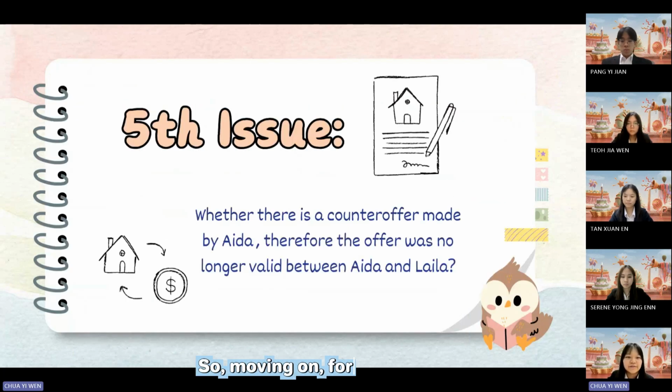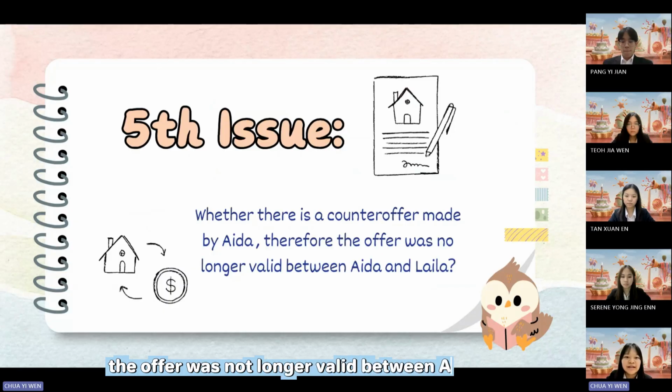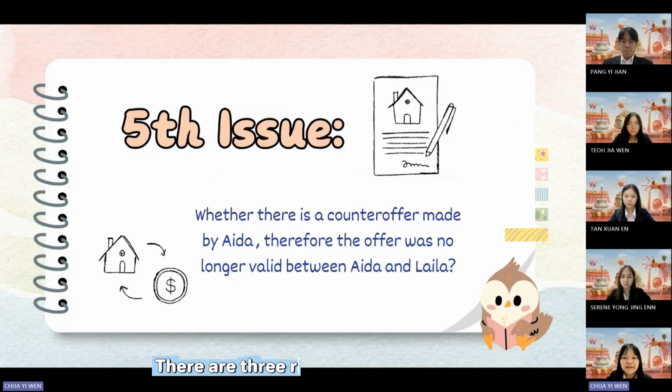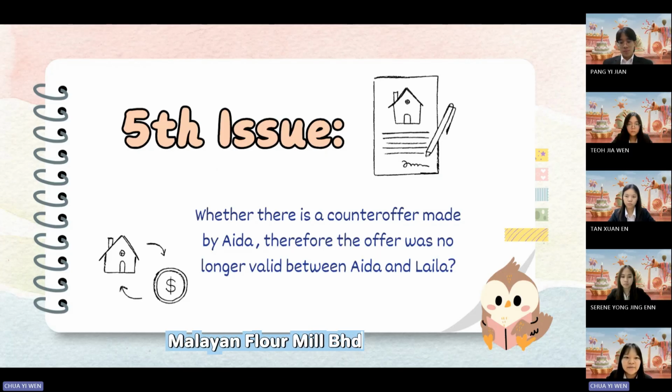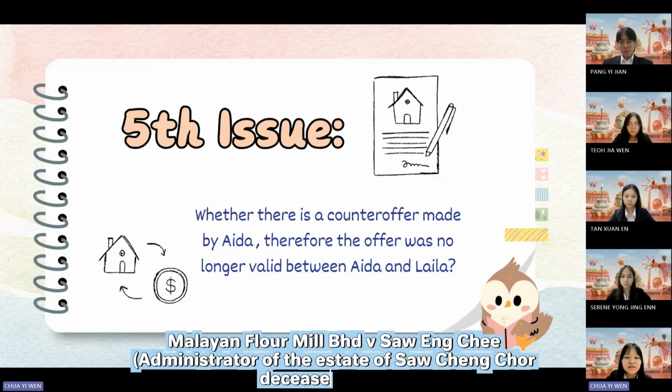So moving on to the fifth issue, based on the above situation, is whether there is a counter offer made by Ida, therefore the offer was no longer valid between Ida and Laila. There are three relevant authorities that will be discussed in this situation, which are Section 7 Sub A of Contracts Act 1950, Hyde v Wrench, and Malayan Flour Mills Berhad and Saw Eng Chi, administrator of the estate of Saw Cheng Cho, deceased, and another.